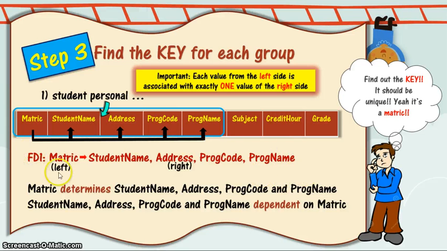This is the standard format to write the FD. This is the first FD, so you write FD1, and this is the key, matrix. You have to draw an arrow, and on the right side are the non-key attributes. How to explain? You can see matrix determines student's name, address, program code, and program name. Meanwhile, student's name, address, program code, and program name on the right side are dependent on the key matrix.